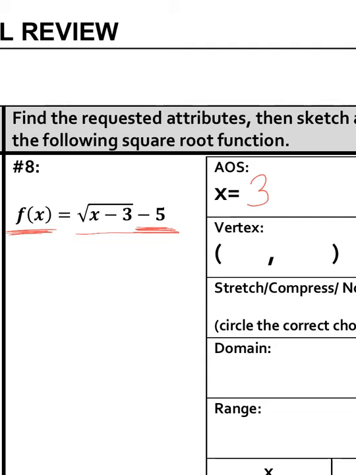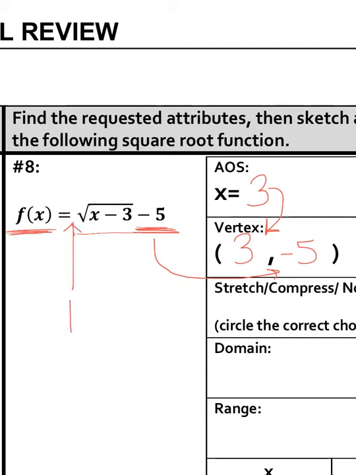Okay, what's awesome about that 3 is it is going to be used in the vertex. 3 comma something. The y value comes straight from that last number, -5. So the 3 gets recycled, and then that -5 is just the last number. Now we want to know, is our graph going to stretch tall, compress short, or just stay the same as it normally is? And we can figure that out based on the number that is in front of our square root, a coefficient there.